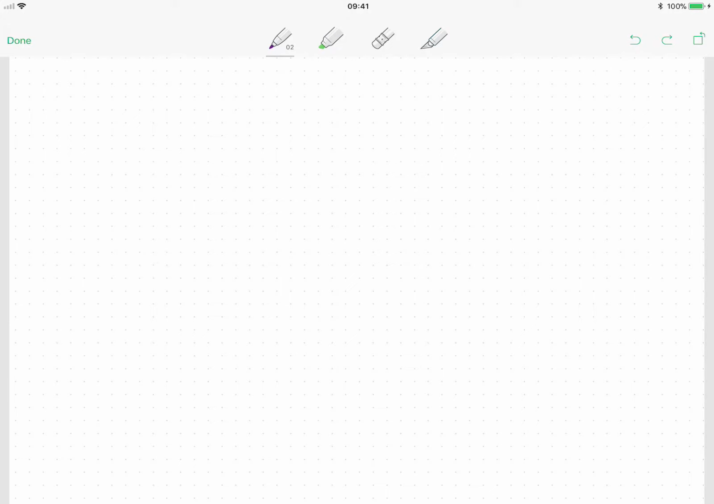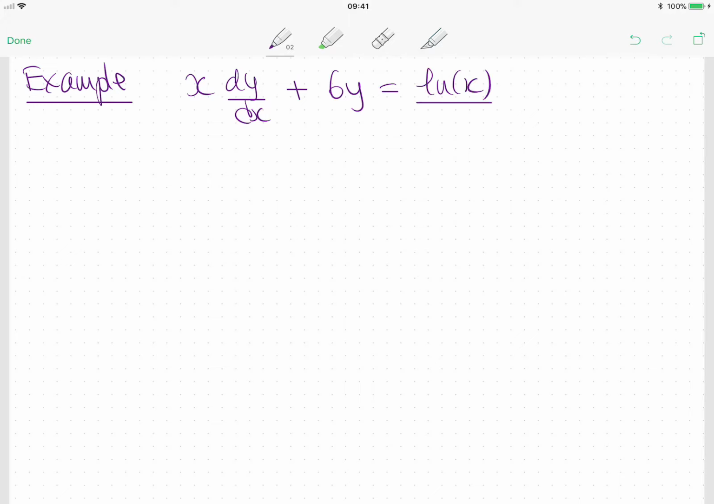Hello everybody, in the video today we're going to take a look at an example of a differential equation using the method of integrating factors. So here's our example: x times dy/dx plus 6y equals log x over x. So let's take a look at this.